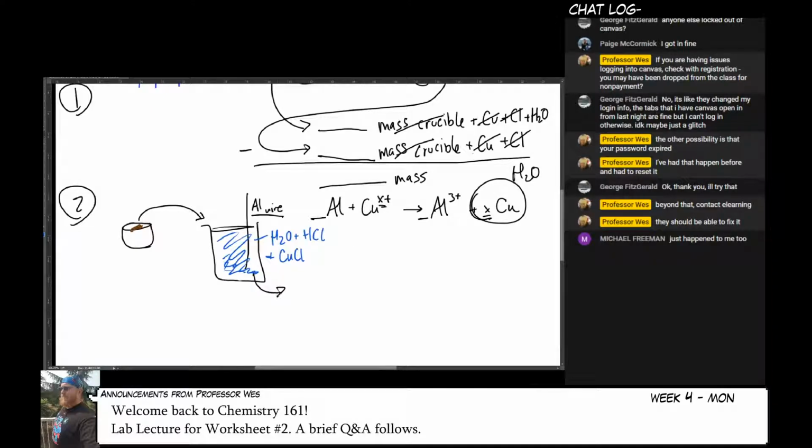When this is done, what our container will look like, and what I should really do with the aluminum wire is kind of do this with it. So there's my aluminum wire. We're going to have copper metal plate out onto this wire. That's not the brown color I want. There we go. And so I'm going to get all this copper. So this will be copper metal. And the chlorine just stays dissolved.